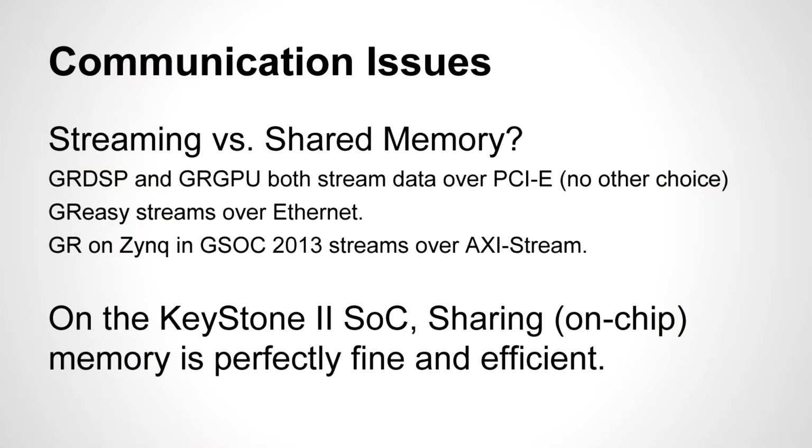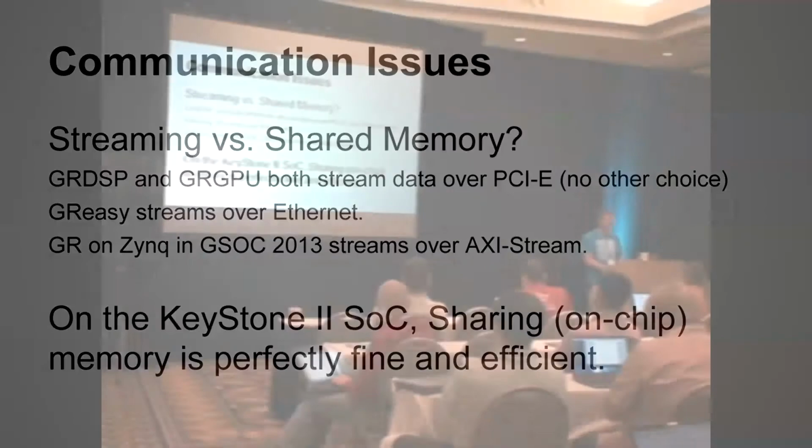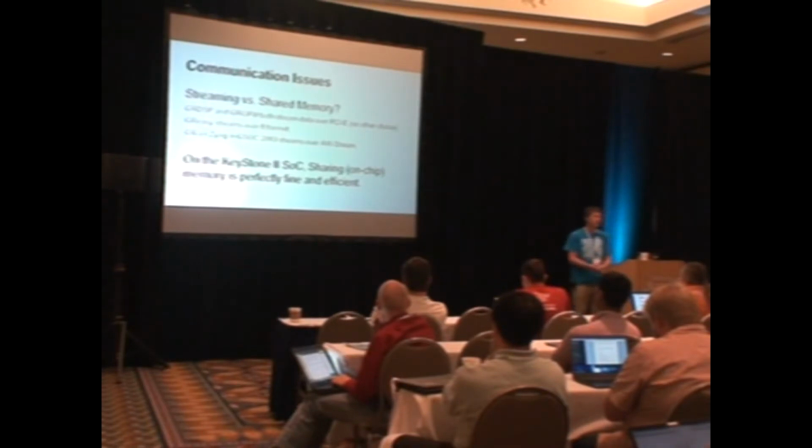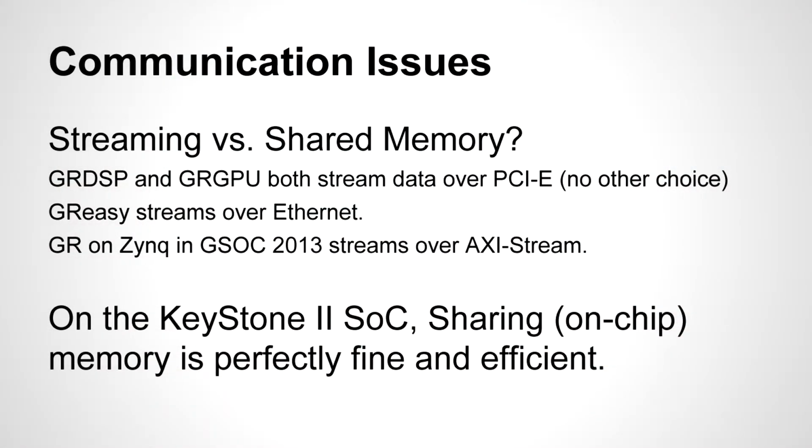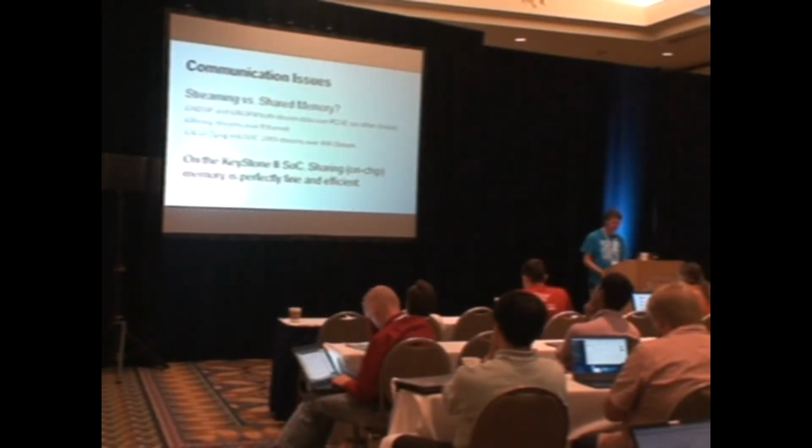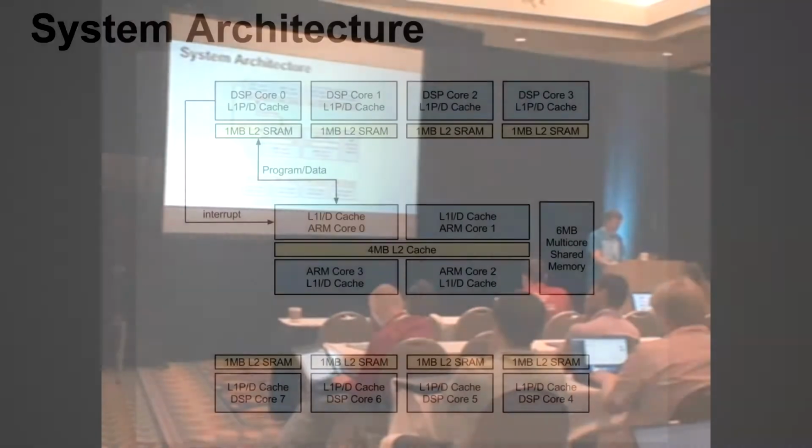GNU Radio Zynq would stream over the AXI. The AXI actually functions as a memory control. You basically have pretty good access to the memory, so I would argue that the Zynq solution is basically a shared memory solution, much like the Keystone. And the Keystone 2, basically we have tools so that all of the coprocessors can share memory, which means no copying stuff around if we fix some things.